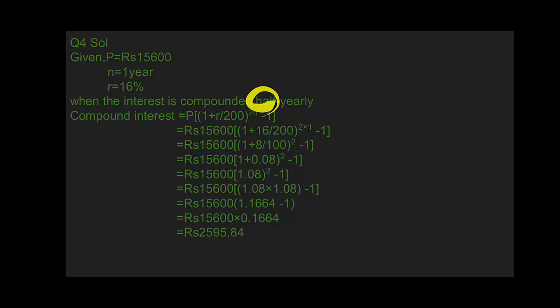Now the value of n is 1. So it will be multiplied with 1, 2 into 1, and then R is 16 and 200 is 200. So it will be 8 divided by 100. So it will give you 0.08. After adding, you'll get 1.08. Taking the square and subtracting 1 will give you 0.1664, which after multiplication will give you this. So this is the compound interest when it is compounded half yearly.